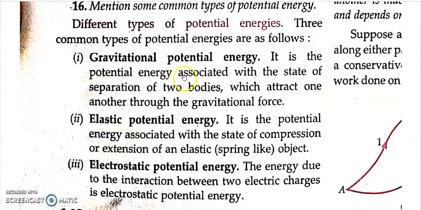It is the potential energy that is associated with the state of separation of two bodies which attract one another through the gravitational force, okay? So gravitational potential energy means that two bodies are attracting each other, meaning my body is here, and my body is here.